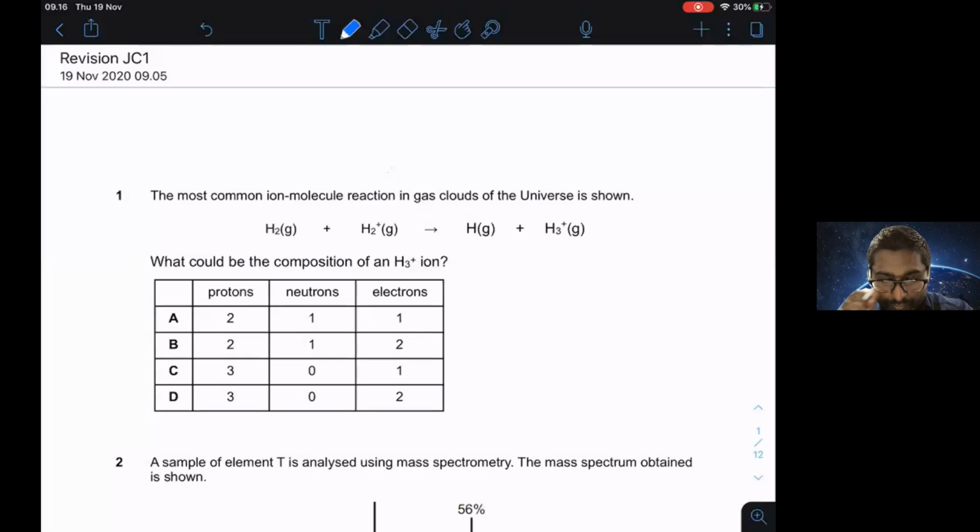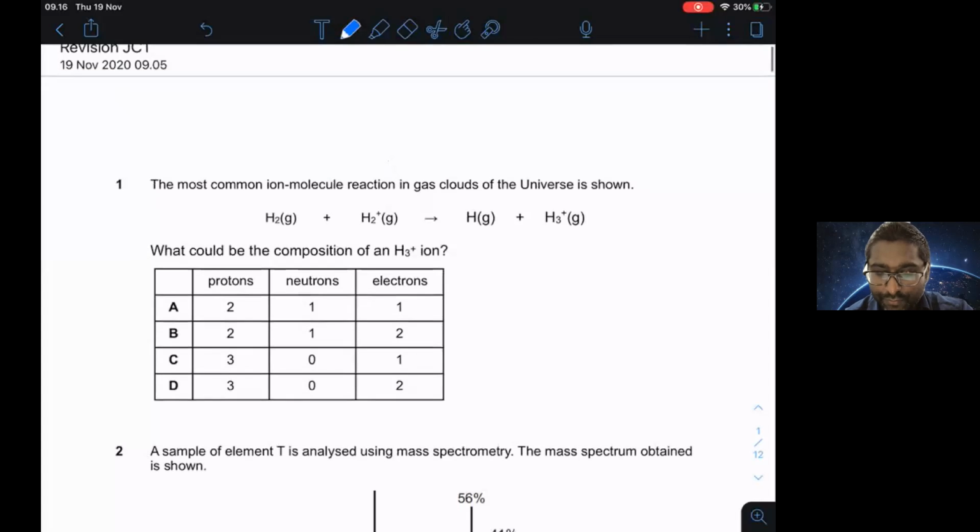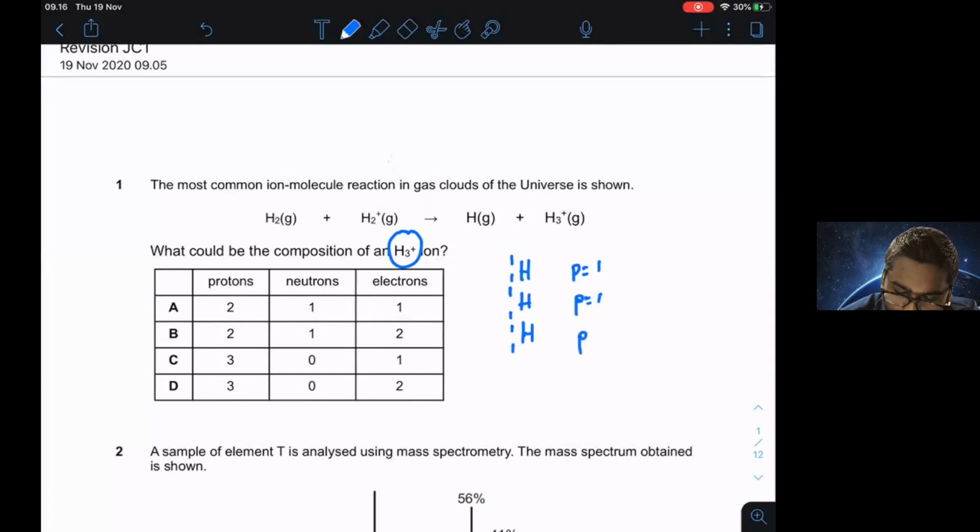Okay. We will do some revision on this JC1 topic. So we will actually go very fast. If you have H3 plus, the proton number of H is 1 for each, so the protons total 3. And then neutron wise, the neutron is going to be 1 minus 1, 0. So you add, it's going to be 0.